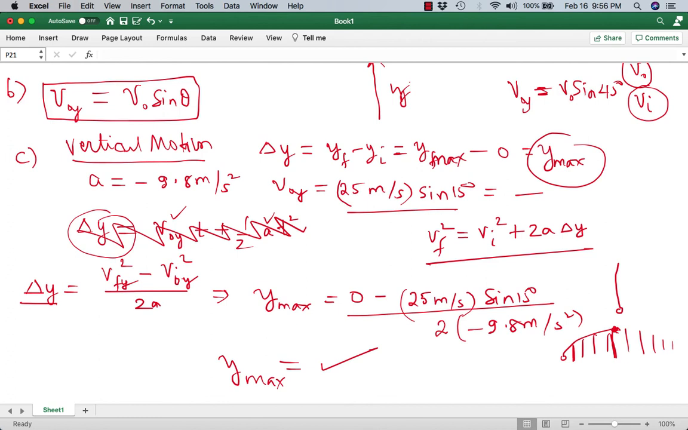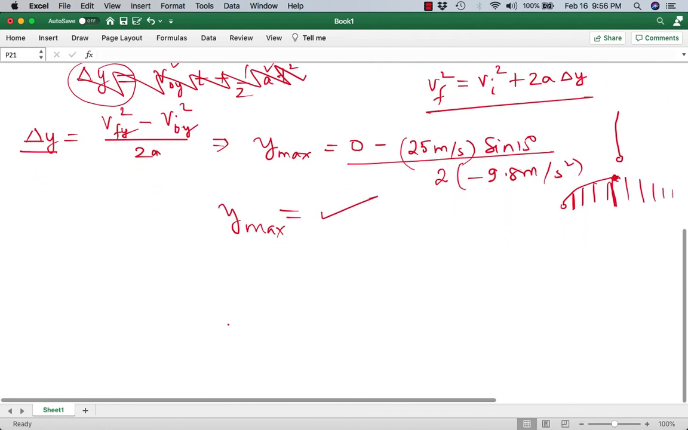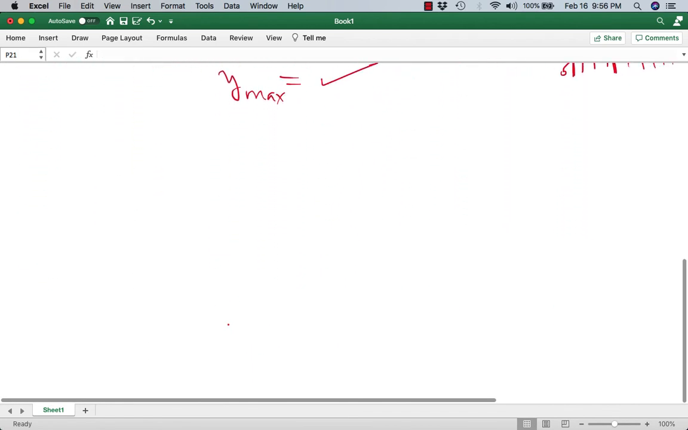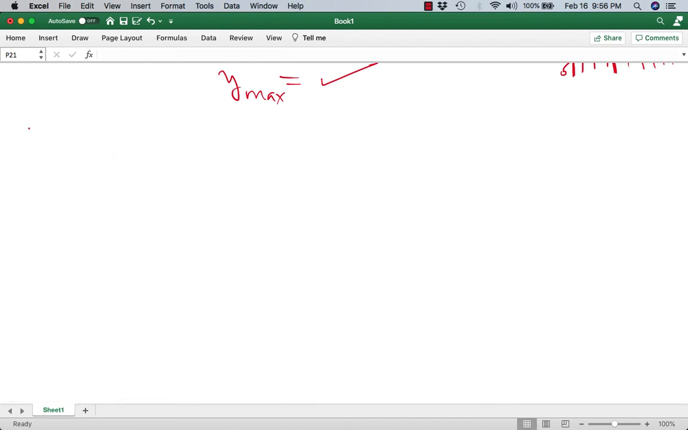So that's part C. Let's look at part D. Enter an expression in terms of Vo, theta, and g for the maximum time. So we need to find the time to reach the maximum height. Now we can use the second formula, the one we used previously. We have delta y, so we need to use the formula that involves time.